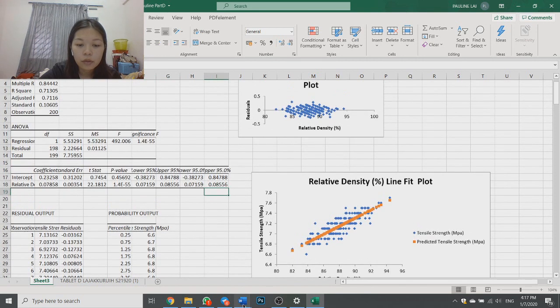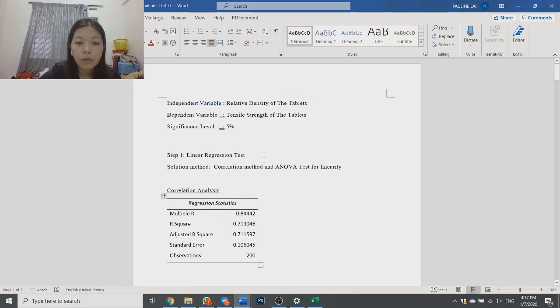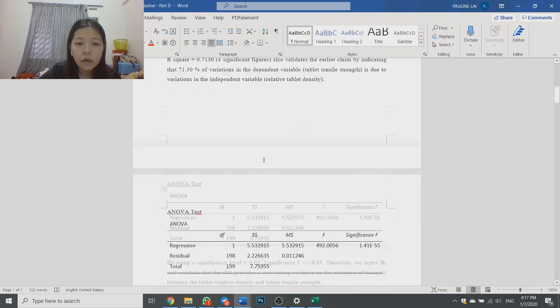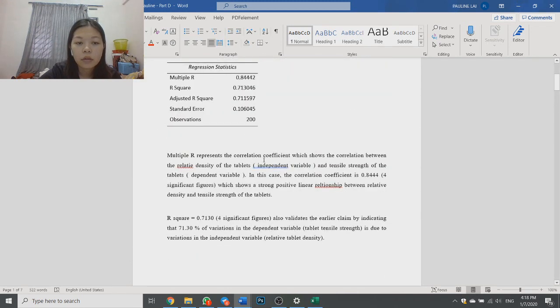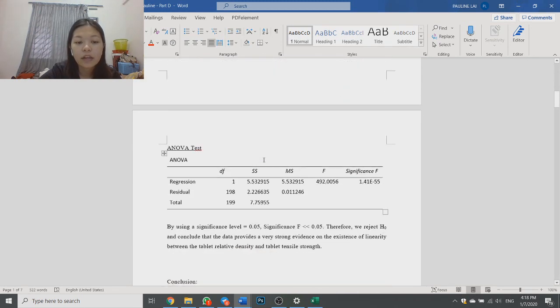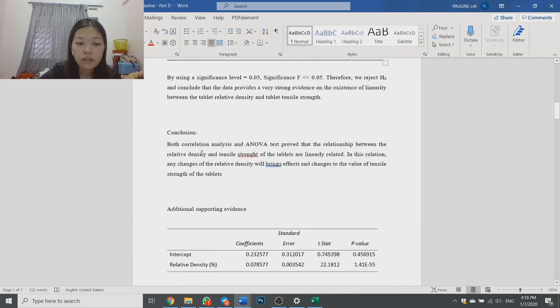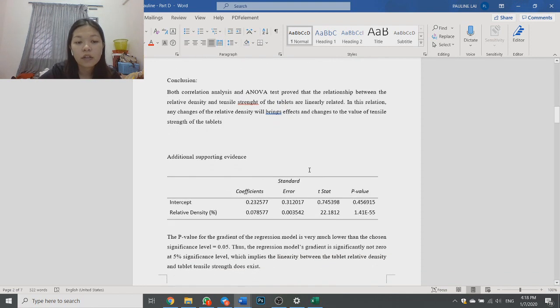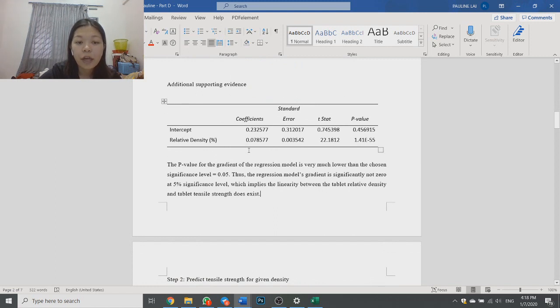So let's go back to the report. After we carried out the regression statistics and the ANOVA test, the conclusion is that the relationship between relative density and tensile strength is linearly correlated. In this relation, any changes in relative density will bring changes to the value of tensile strength of the tablet. This is a little bit of additional supporting evidence.